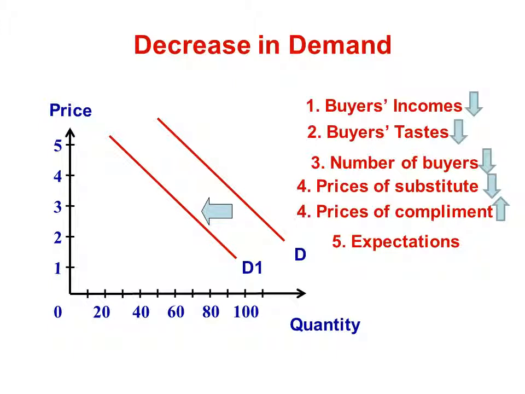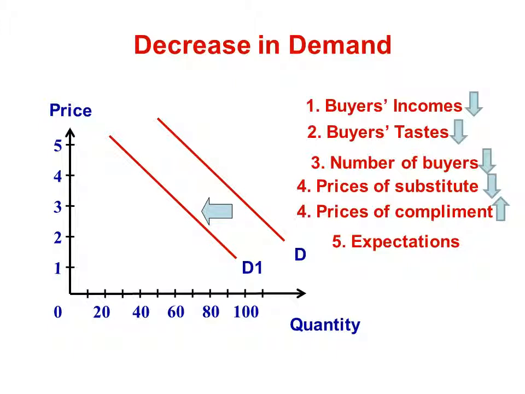Now, expectations, the final non-price determinant. Remember, there's three types of expectations. There's expectations about future product price, expectations about future product availability, and expectations about future income. So if consumers expect prices to fall in the future, assuming they can hold off the purchase of the item, there's going to be a decrease in demand today.